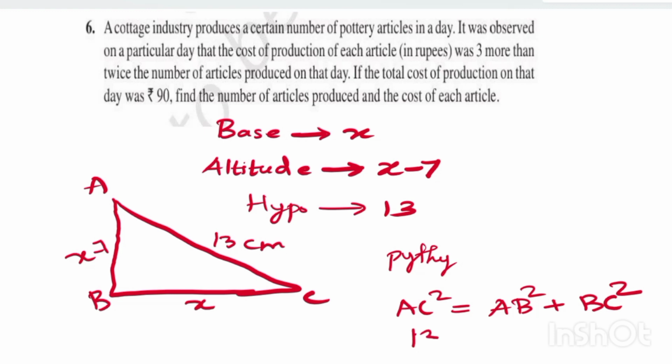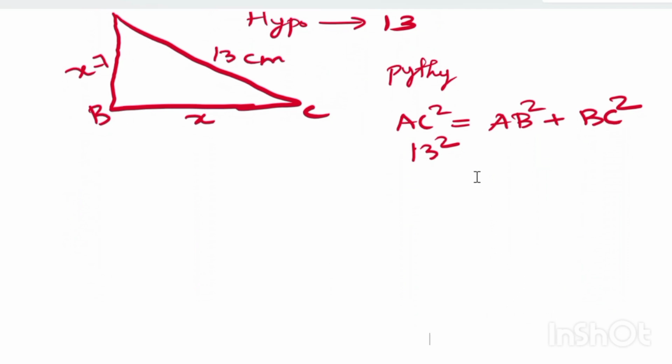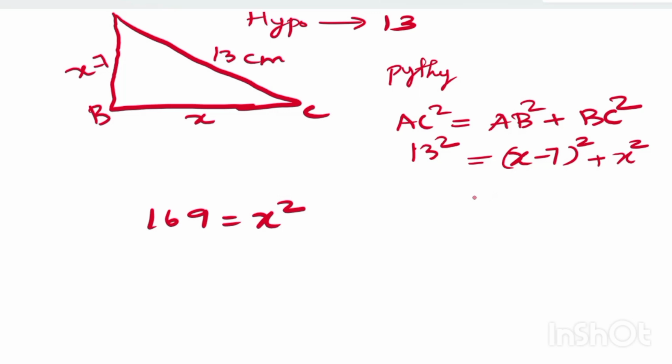Okay, so now tell me, what is AC square here? It's 13 square. And what is AB square? AB is actually x minus 7, right? So x minus 7 square. And what is BC here? It's x. So it's x square. So now we'll expand this. What is 13 square? It's 169 is equal to x square.